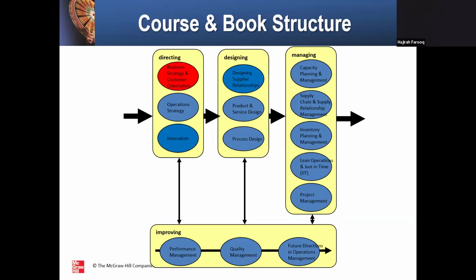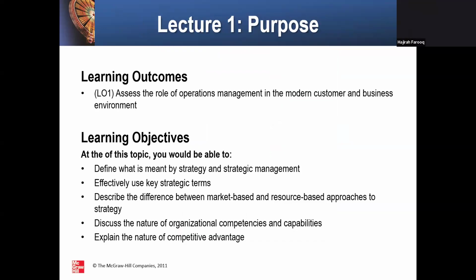So we started off this lecture by discussing the course book and structure, and the first chapter that we will be discussing is business strategy and customer orientation, indicated by the red color in the first circle. The first learning outcome for this lecture is to assess the role of operations management in the modern customer and business environment.